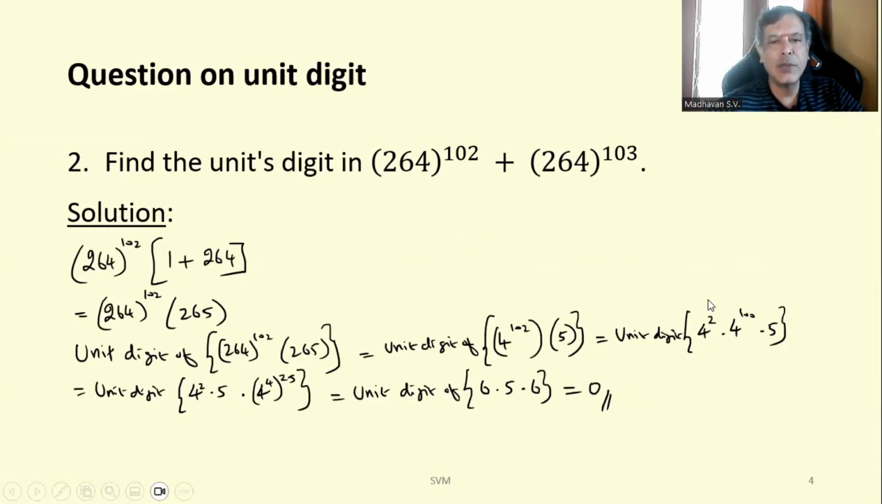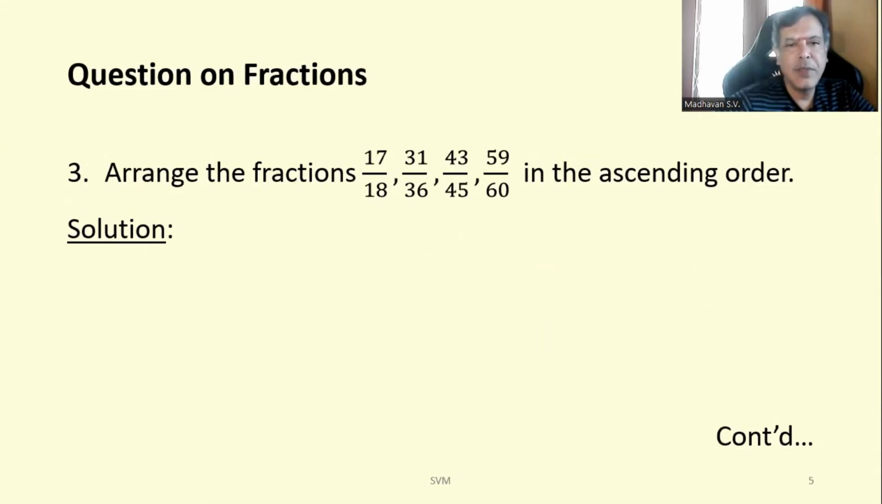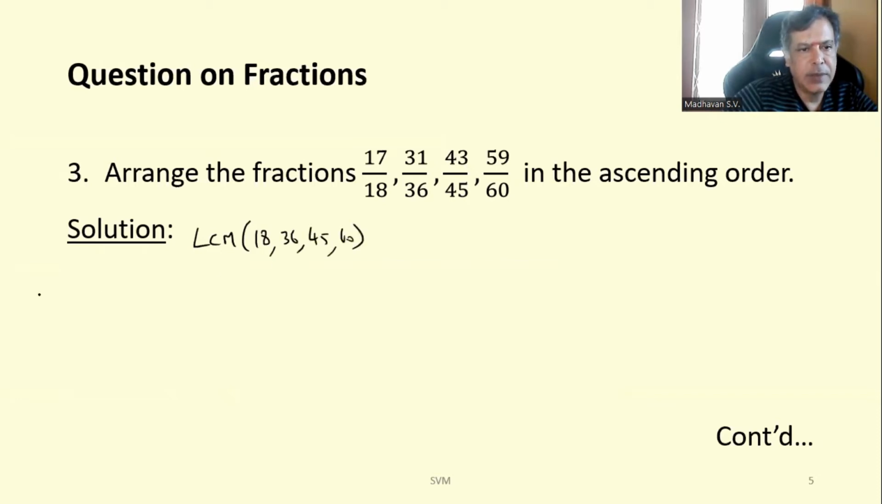Let us move on to the next question. Arrange the fractions in the ascending order. So for arranging fractions, if we can have a common denominator, then it will be easier for us to arrange the fractions, which means that we will find the LCM of 18, 36, 45, and 60. So let us use that common division method to find out that.